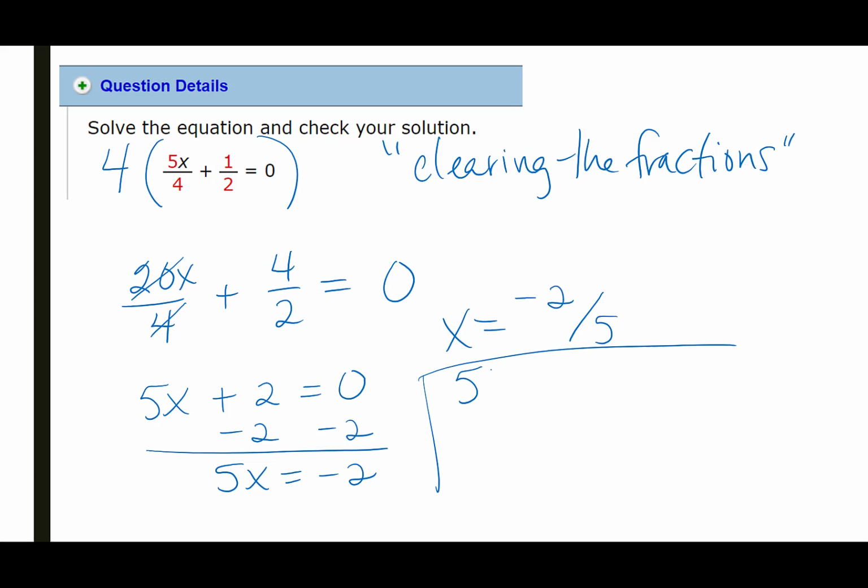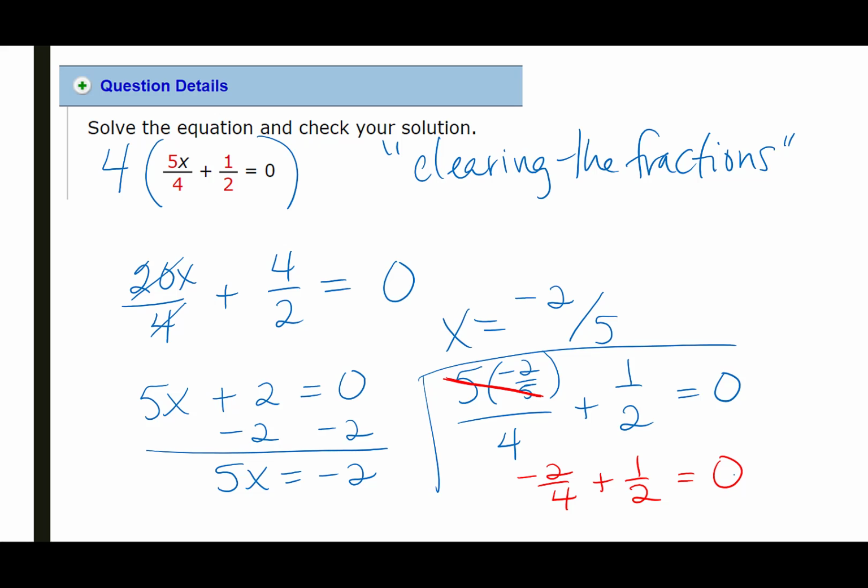To check this, 5 times negative 2/5 over 4 plus 1/2 equals 0. In the numerator, the 5's cancel. That leaves us with negative 2/4 plus 1/2 equals 0. Negative 2/4 simplifies to the fraction negative 1/2. And when you combine negative 1/2 with positive 1/2, it does equal 0. And so the value of x is negative 2/5.